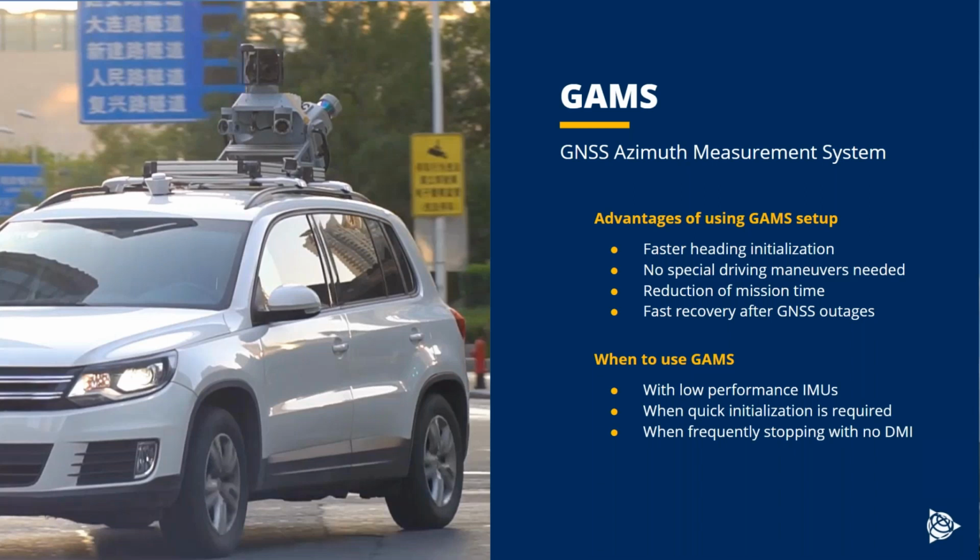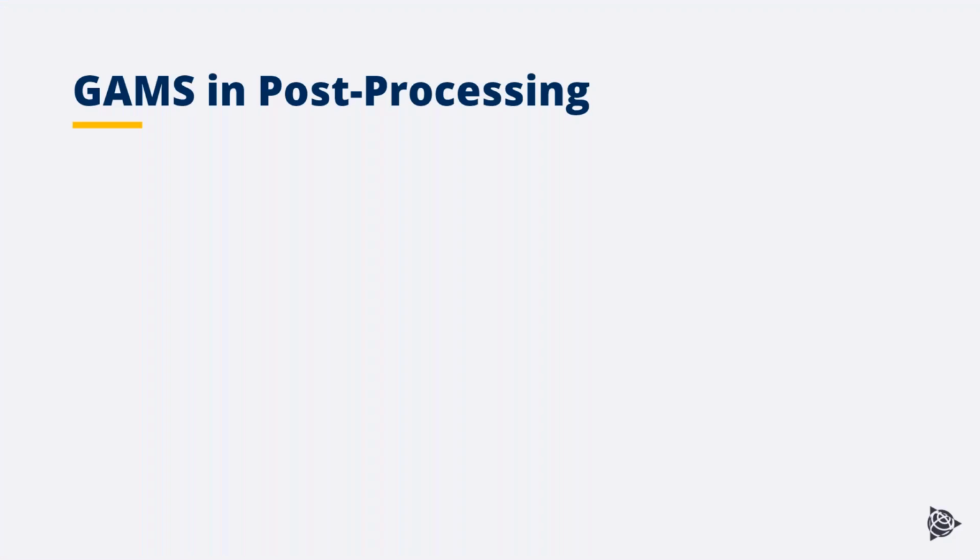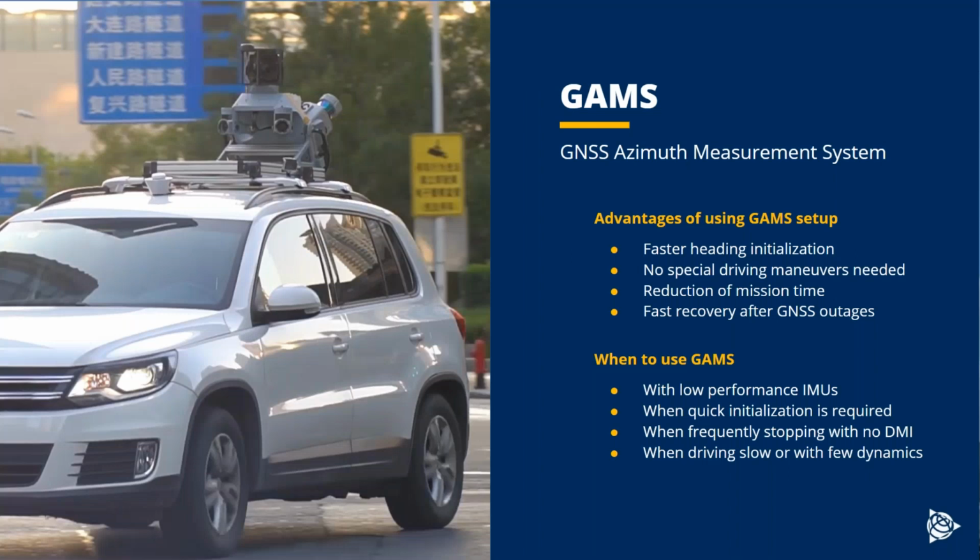When you are frequently stopping and you don't have a DMI, in that case, using it would be fine, always best to use everything. And when you have an application where you need to drive very slowly or with few dynamics. Example of this kind of mission would be railway mapping, because the train's accelerations and turns are very smooth and slow, so the IMU doesn't get too much dynamics and it might start to drift. In these cases, it will benefit you. So these things were about it in the real time in the field.